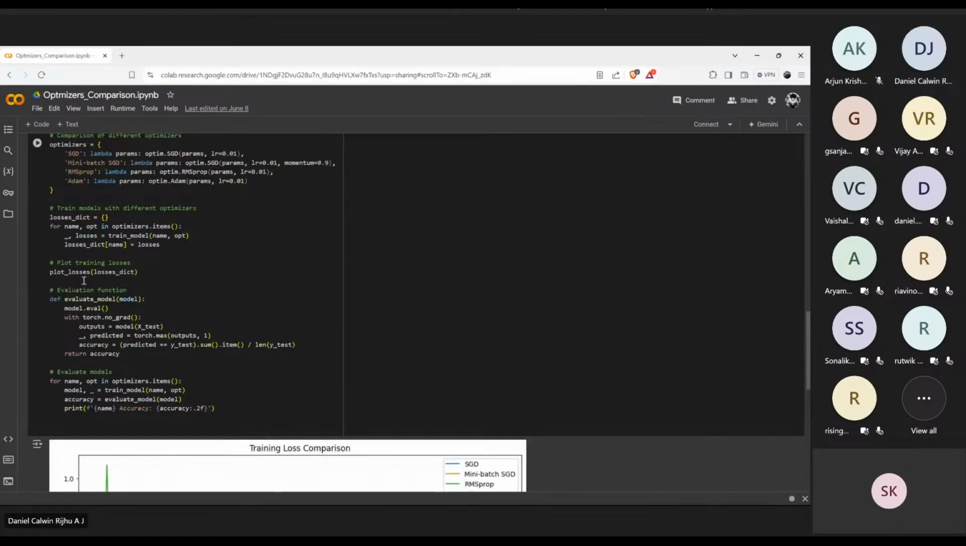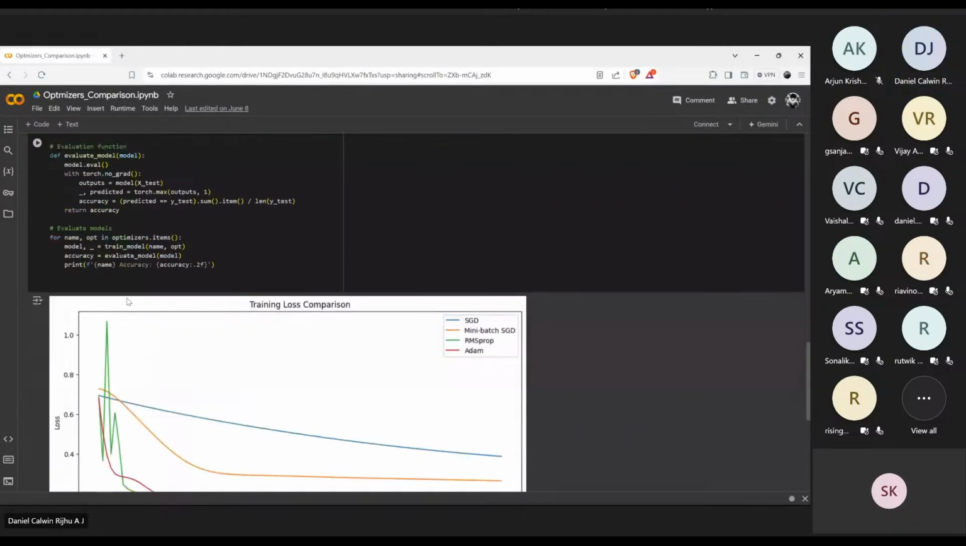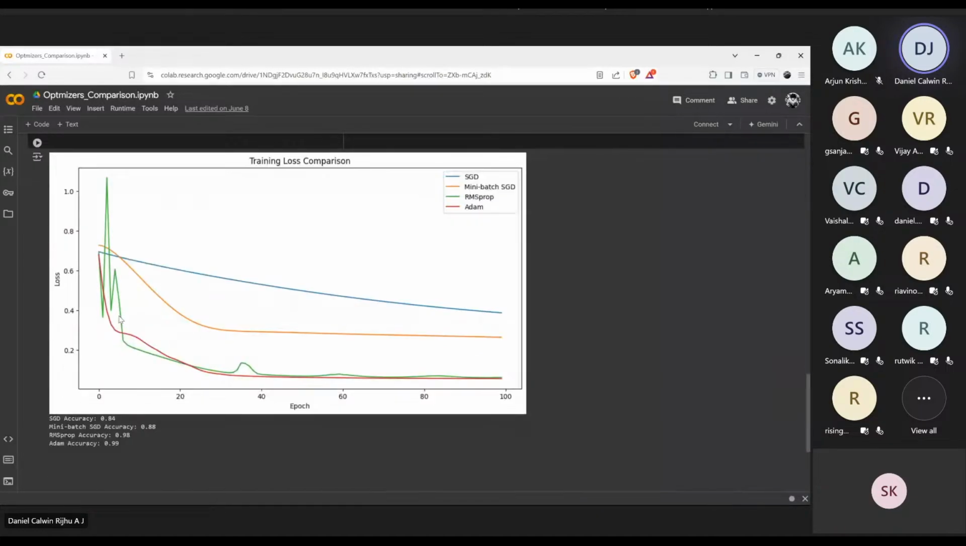Now we are going to use this dictionary, which consists of 4 different optimizers, to train our model, and we are going to obtain the outputs for the 4 different optimizers respectively. And we are going to use the plot losses function which we have defined earlier to plot the loss function. After that, we are going to use the evaluation function to evaluate the model and find out the accuracy. So the final output is going to look something like this.